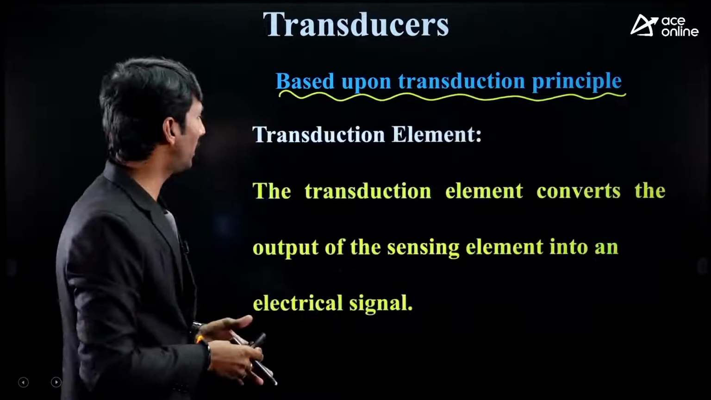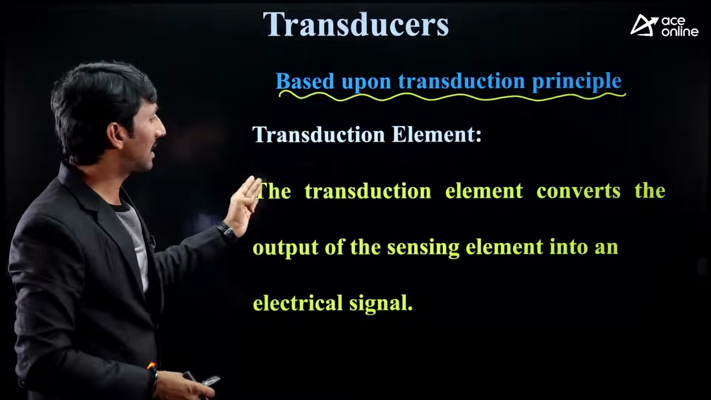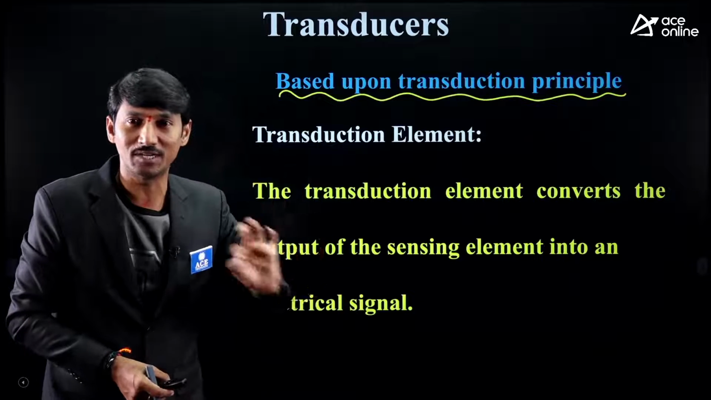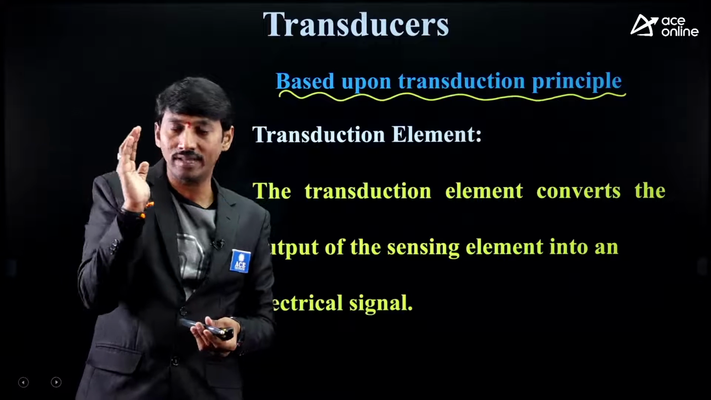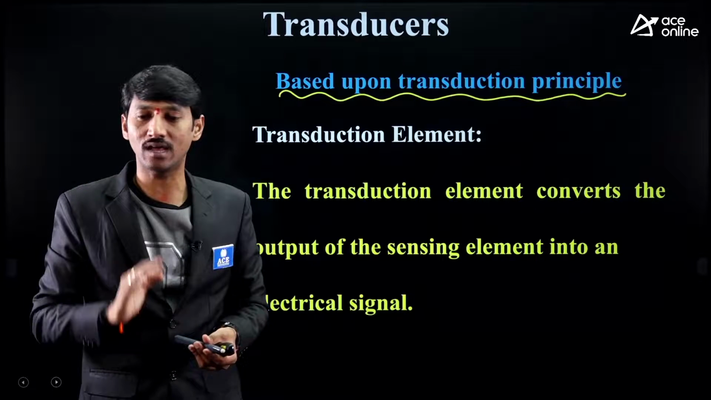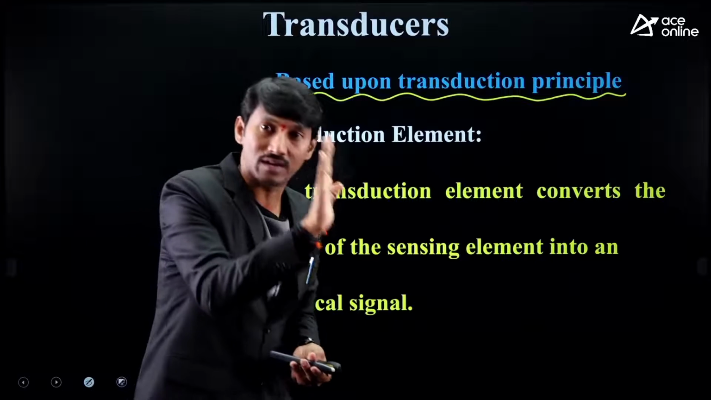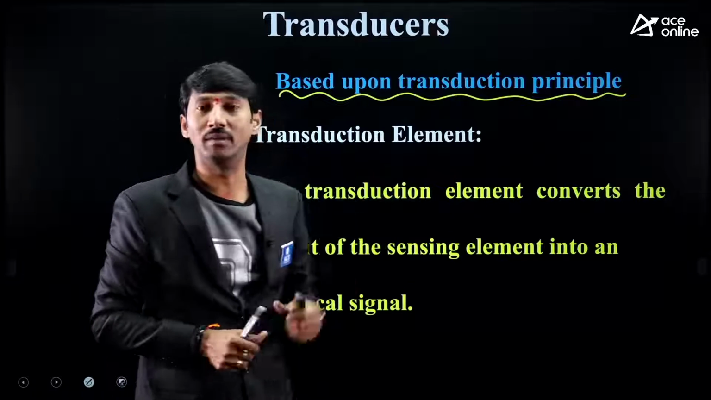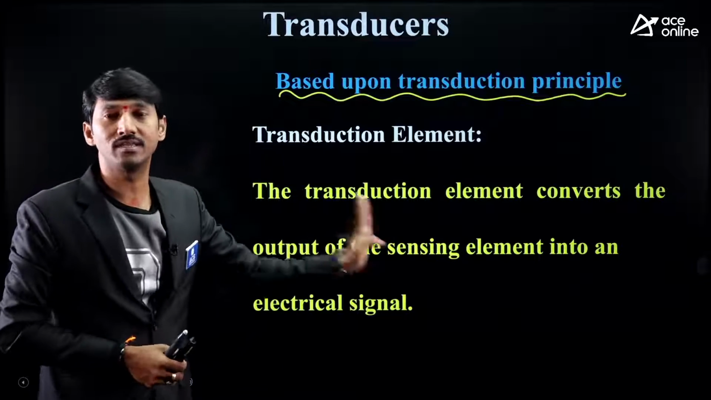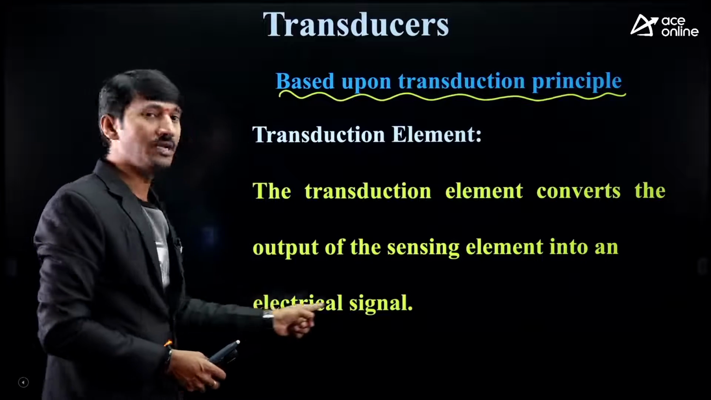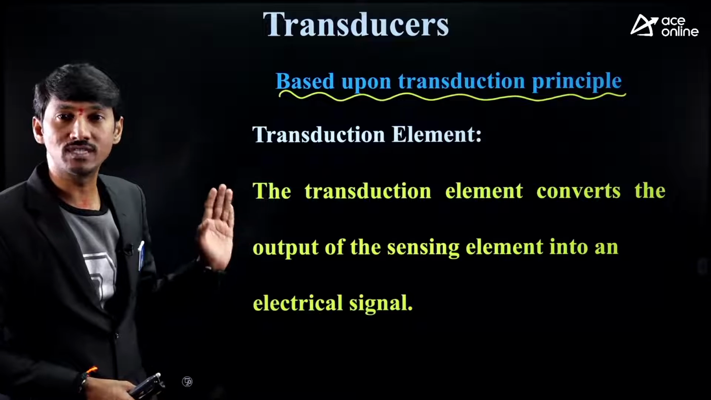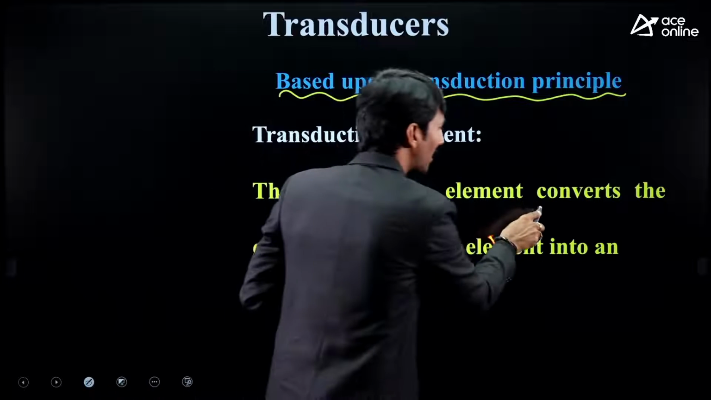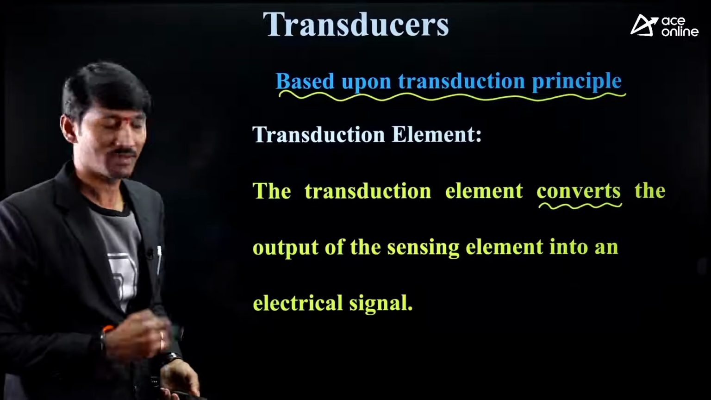Before that, be clear. I already told you, the transduction element converts the output of the sensing element. In this I gave a clear statement. The non-electrical quantity is given to the transducer, connected to the sensor. Sensor output is given to the transduction element. That will be converted to electrical. That's why the transduction element converts the output of the sensing element into an electrical signal. That's simply what transduction is, nothing but a conversion element. Clear?